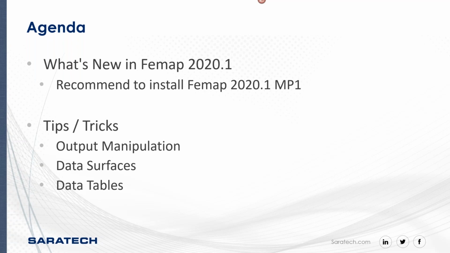Now, Femap is on a 6-month release schedule, so twice a year it's going to come out with new releases. The latest one is 2020.1, and it's highly recommended that you install the maintenance pack 1 with it. If you have an installer right now, it does install the maintenance pack 1 if you grab that one to be downloaded. Highly recommend to do so.